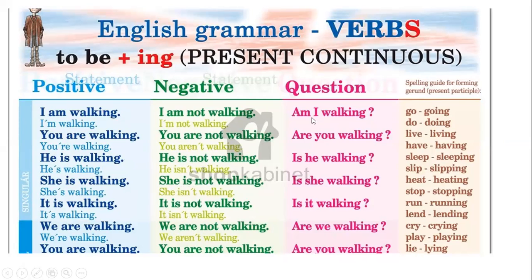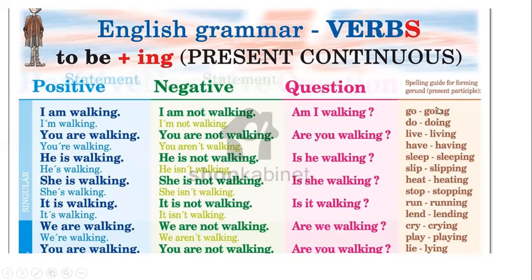So, to form a question, we move the verb to be at the very beginning of the sentence, and then we say, am I walking? Are you walking? Is he walking? Is she walking? Is it walking? Are we walking? Are you walking?